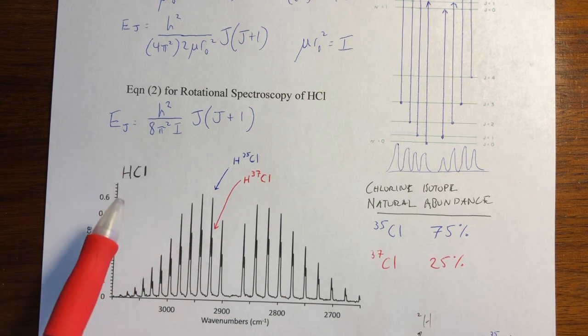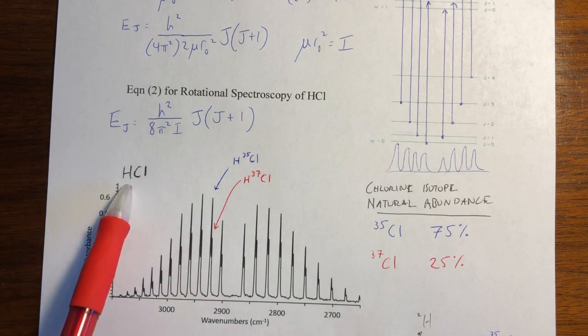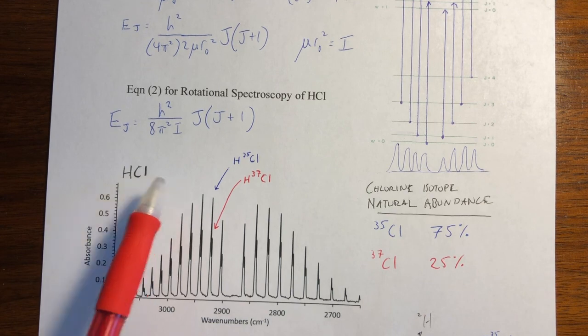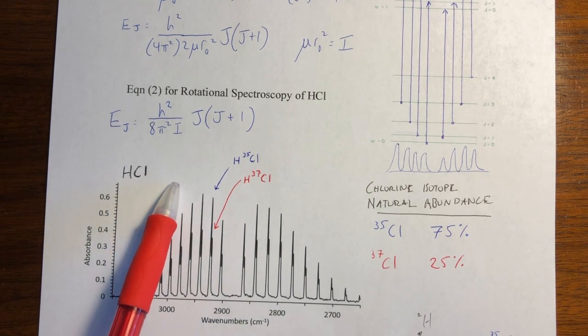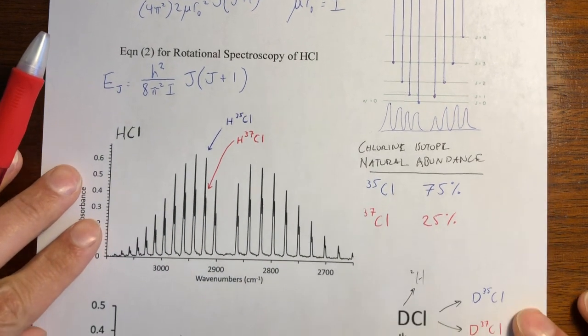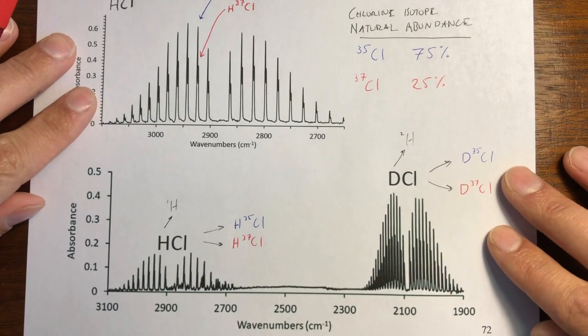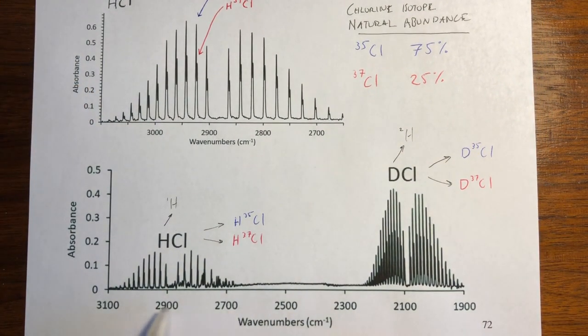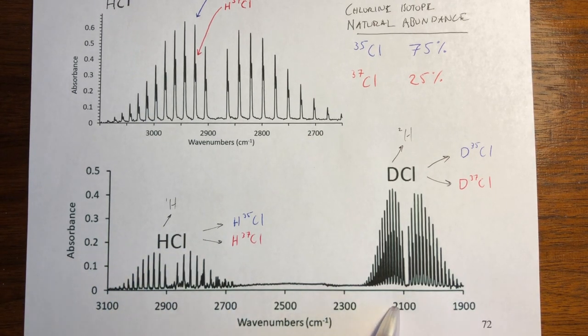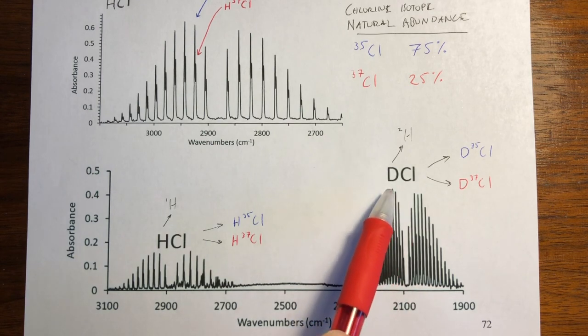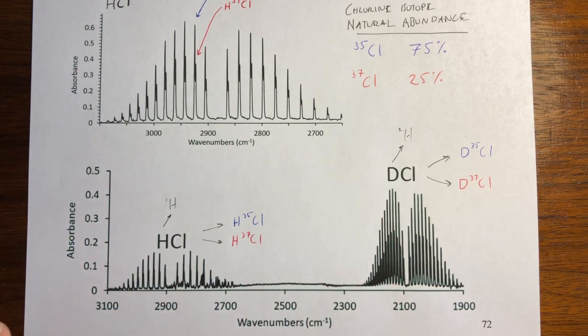In addition, we're going to be comparing HCl versus deuterated HCl. So hydrochloric acid and deuterated hydrochloric acid. And that will look something like this, where we have higher wave numbers, we have the double spectrum for HCl, and at lower wave numbers, we have the spectrum for deuterated hydrochloric acid.